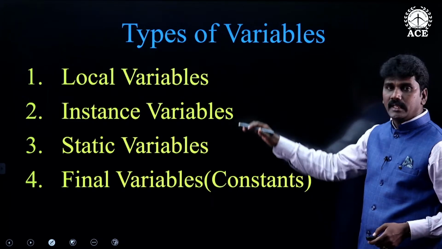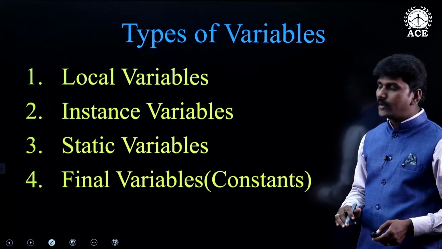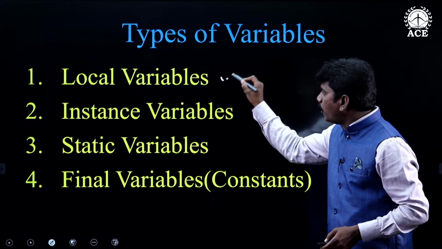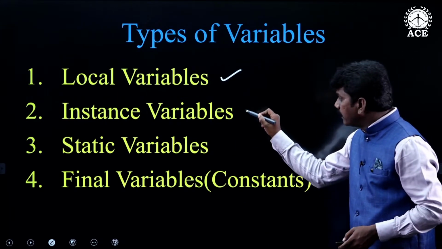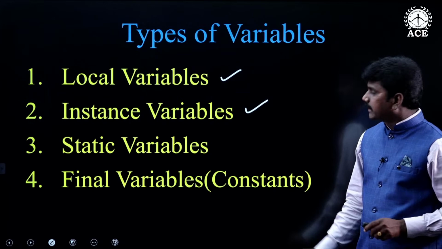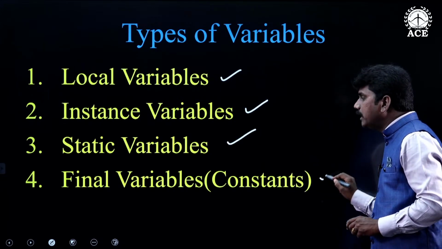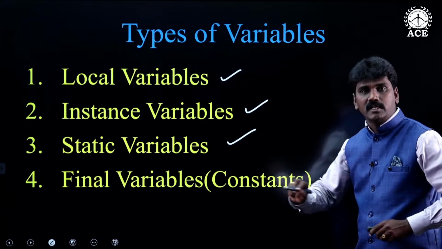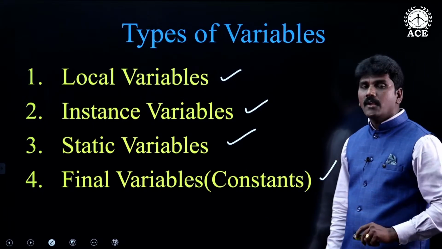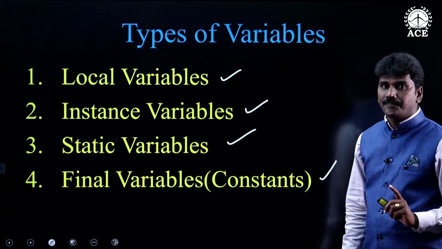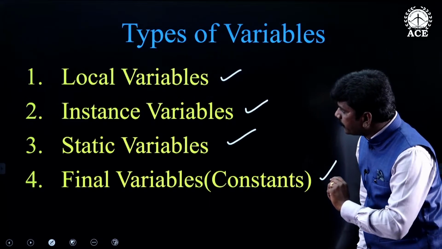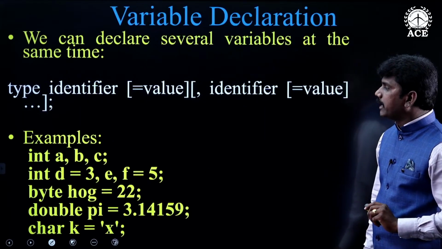What are the 4 categories or 4 types of variables we have? The first one is local variables. The second one is instance variables. The third one is static variables. And the fourth one is final variables or constants, we can say. Let us see them one by one clearly. Right? The first one is local variables.